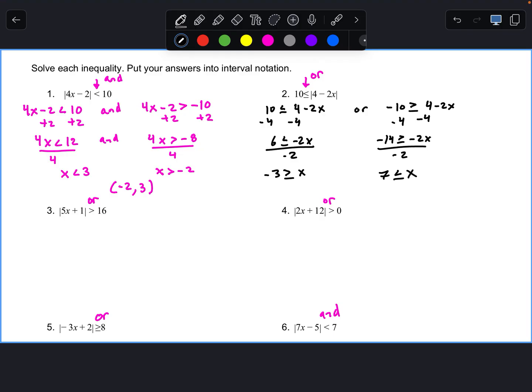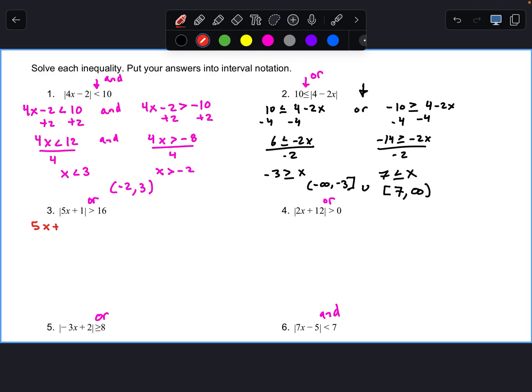Now, because this is an OR statement, we're going to be looking at two intervals. So the first interval is a low point of negative infinity with a high point of negative 3, and there's a bracket around 3. For the second interval, it is a low point of 7 and a high point of infinity. Let's move on to problem number 3.